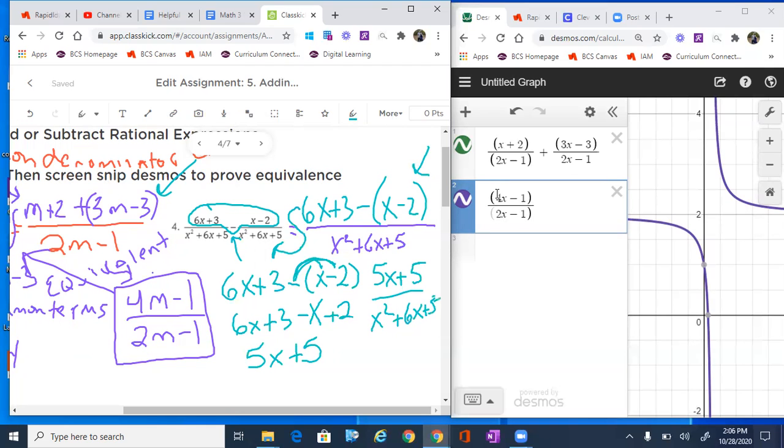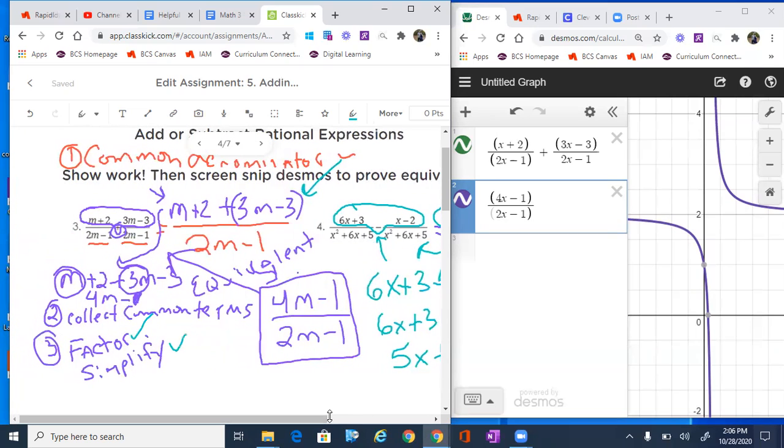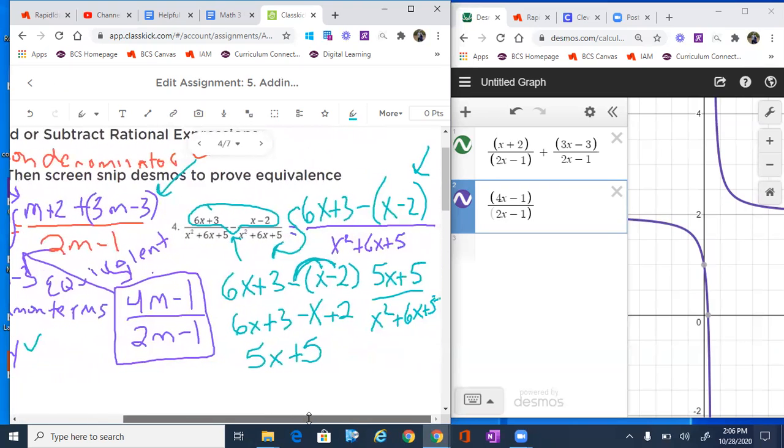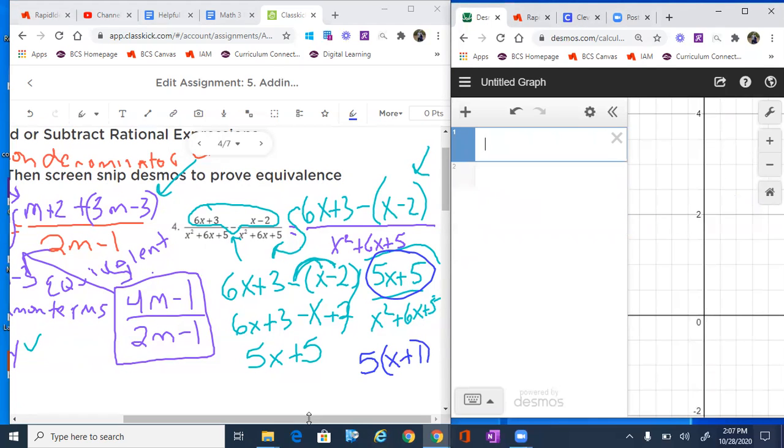Now, here's the tricky part with this one. I have to go back to my steps because my steps simply say factor and simplify. So I look at it: can I factor 5x plus 5, and can I factor x squared plus 6x plus 5? If I look at 5x plus 5, both of those have a common factor of 5. So I can say 5x plus 5 is the same thing as 5 times x plus 1. If you didn't quite know that, I could factor it by using Desmos. So I could type in 5x plus 5.